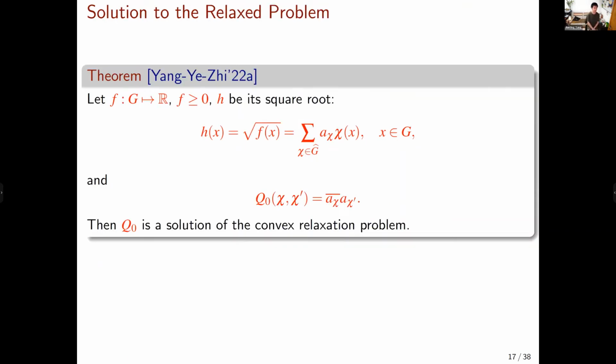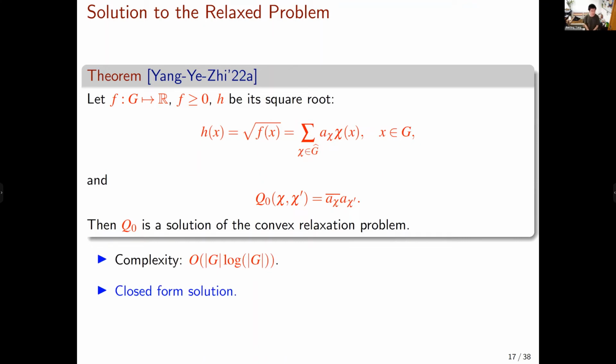And here we prove this theorem. Let f be a non-negative function on G, and h be its square root function. That is to say, h(x) equals the square root of f(x) for any x belonging to group G, and a_chi is the Fourier coefficient of function h. Let Q0 be the matrix indexed by G hat, and Q0 equals the outer product of the Fourier coefficient vector a_chi. Then Q0 is just the solution of the convex relaxation problem.